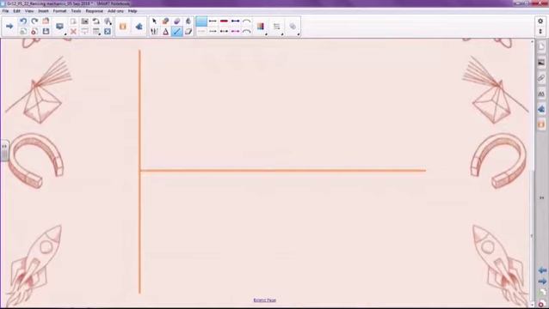Okay, so there's my set of axes. Now please remember that you have to label them. So this is delta t, and this is V in meters per second.